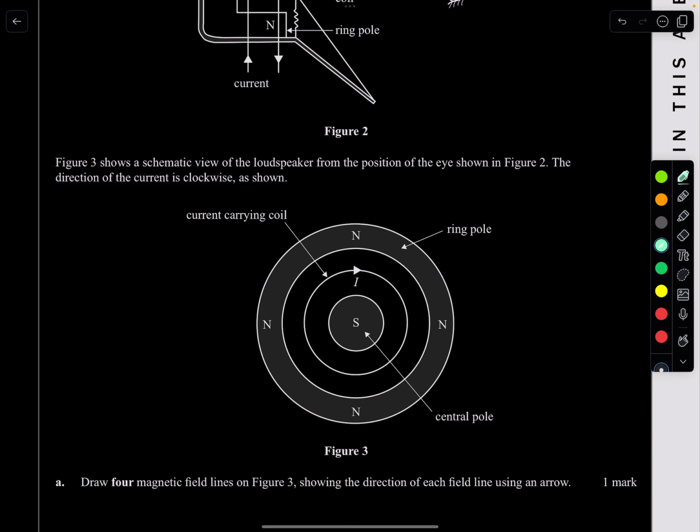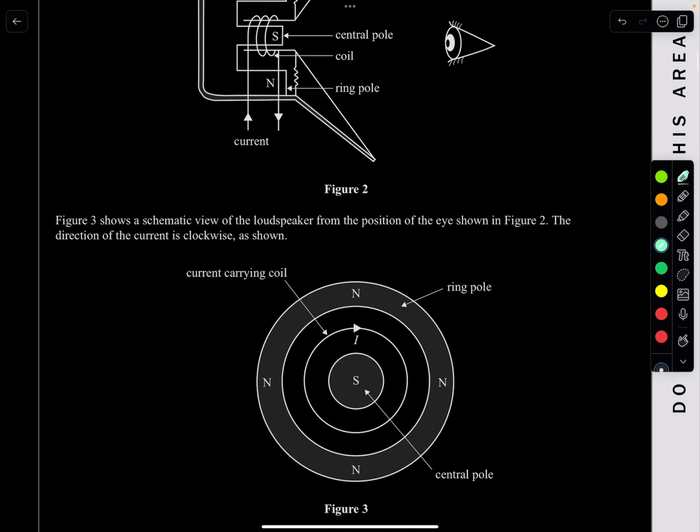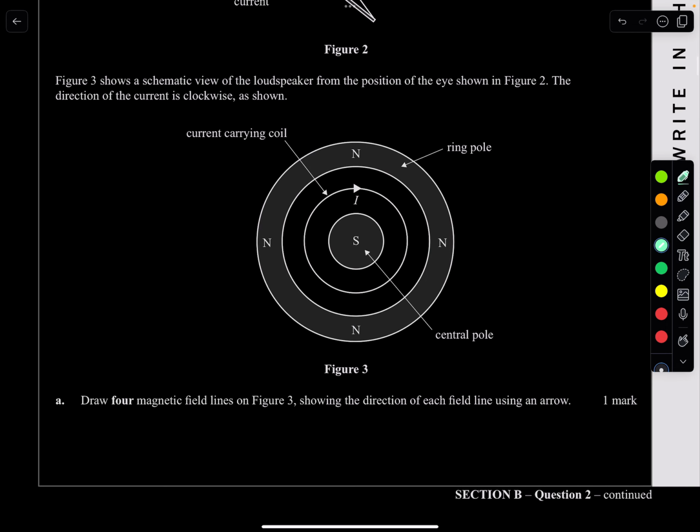Figure 3 shows a schematic view of the loudspeaker from the position of the eye shown in figure 2. The direction of the current is clockwise. Okay, they've shown that to us. Draw 4 magnetic field lines on figure 3, showing the direction of each field line using an arrow.